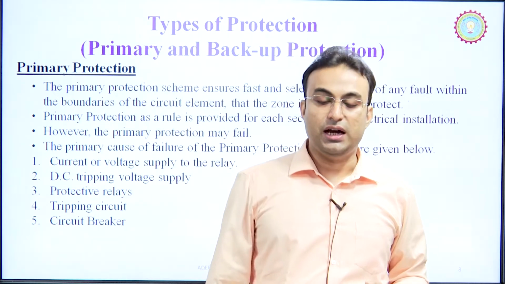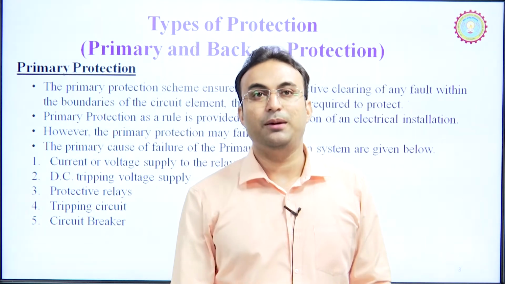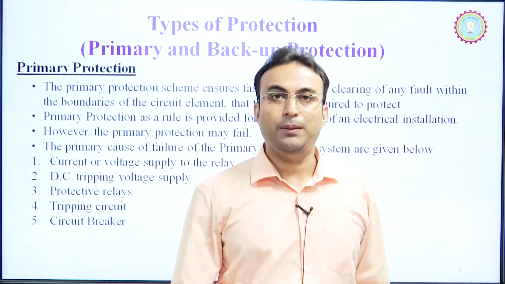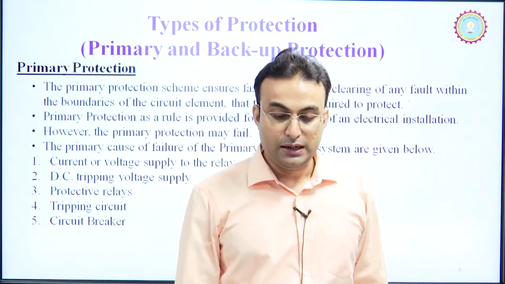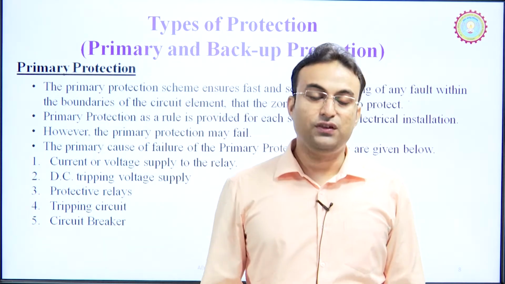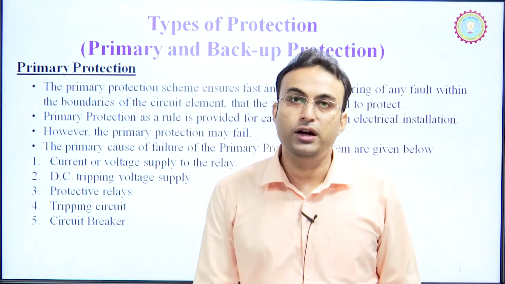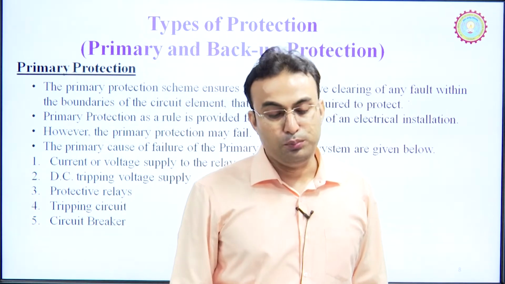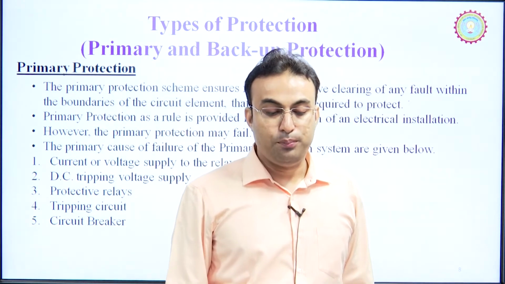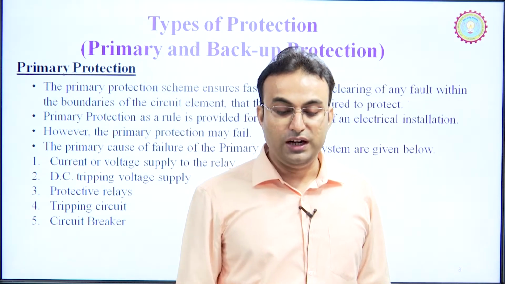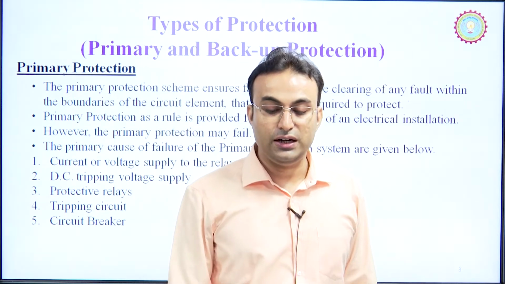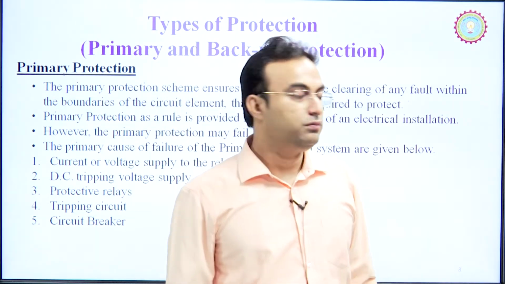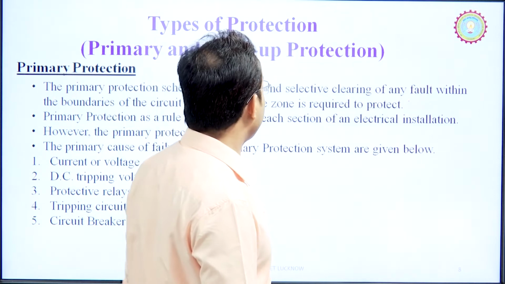Now, moving forward, we will discuss the types of protection. Basically we have two types of protection: one is primary protection and one is backup protection. The primary protection scheme ensures fast and selective clearing of the fault within the boundaries of the circuit element that the zone is required to protect. Primary protection is provided for each section of an electrical installation, however, the primary protection may fail. So, primary protection is basically the fundamental protection.